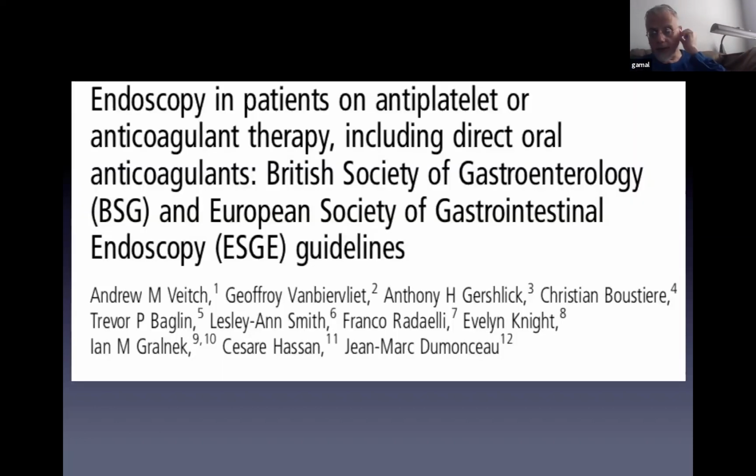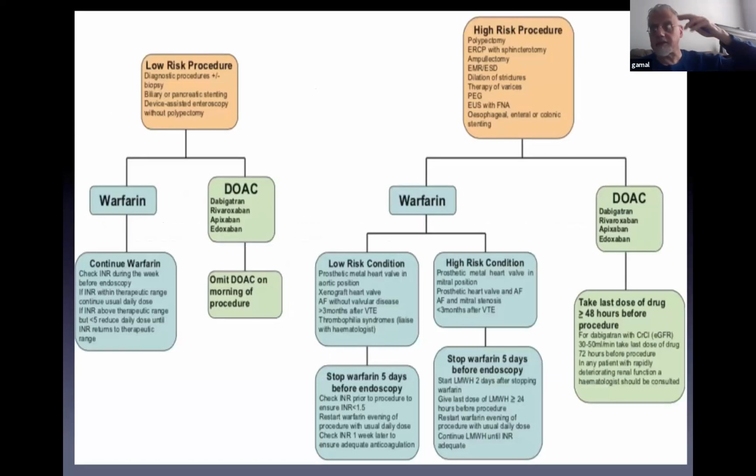So here is the publication in Gut, from the British Society of Gastroenterology and the European Society. They gave us some guidelines on how we manage patients who are taking anticoagulation and need colonoscopy. This is a little bit of a busy and complicated slide. I'm going to try and make it a little bit simple for you, but I just want you to remember one thing.